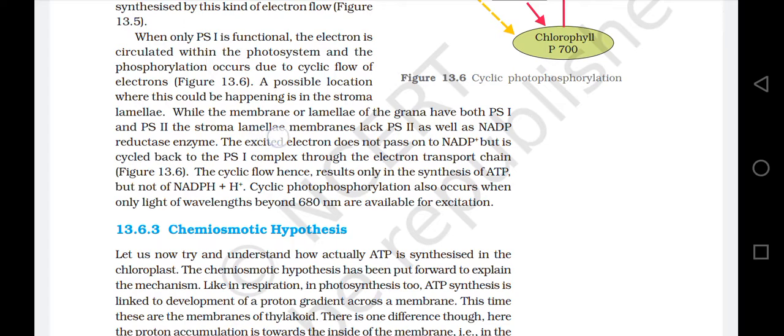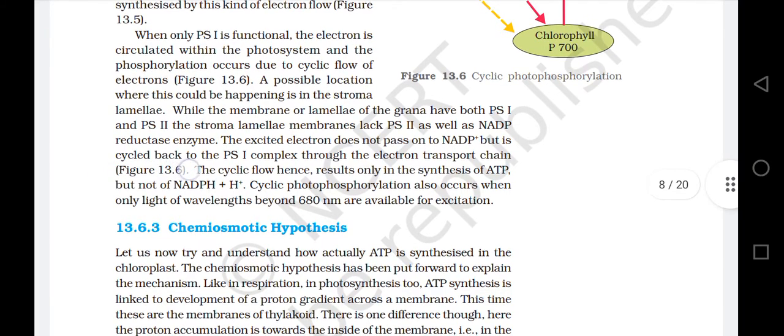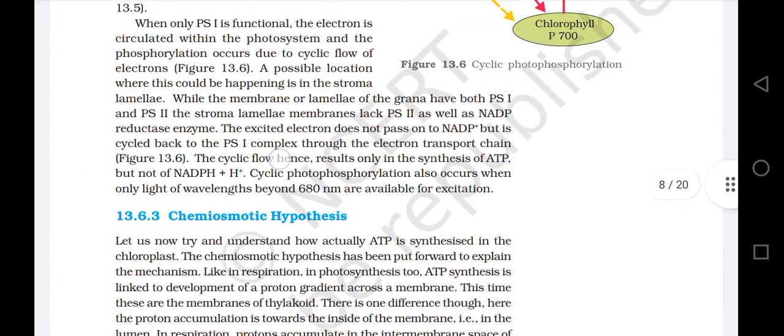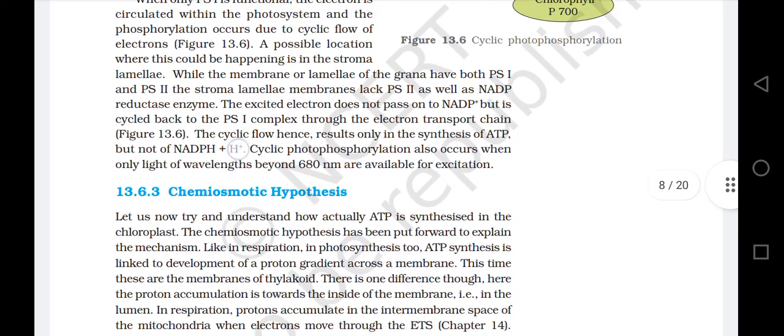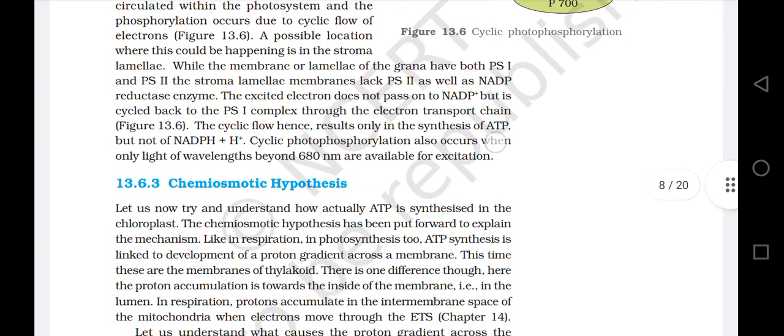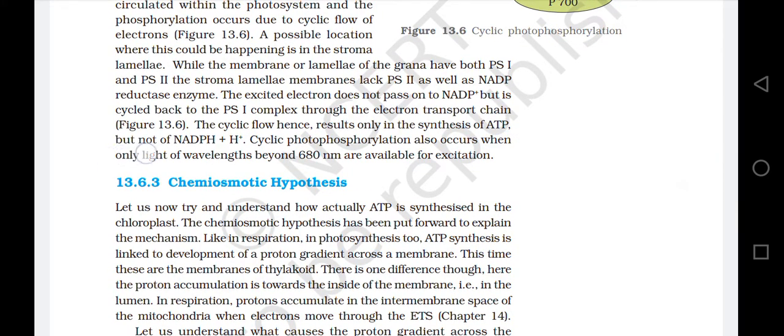The excited electron does not pass on to the NADP plus but is cycled back to the photosystem 1 complex through the electron transport chain. Figure 13.6. The cyclic flow hence results only in the synthesis of ATP but not of NADPH plus H plus. Cyclic photophosphorylation also occurs when only light of wavelengths beyond 680 nanometers is available for excitation.